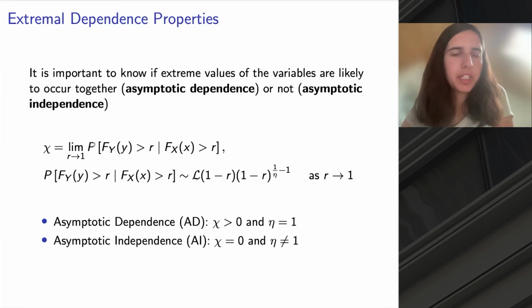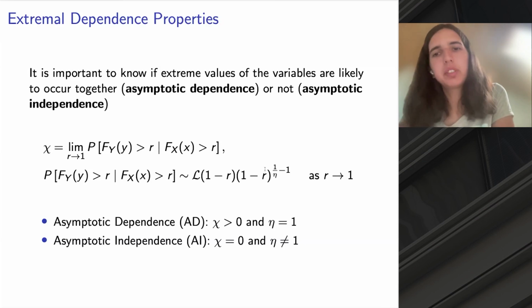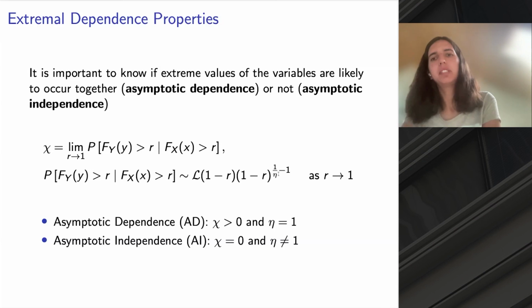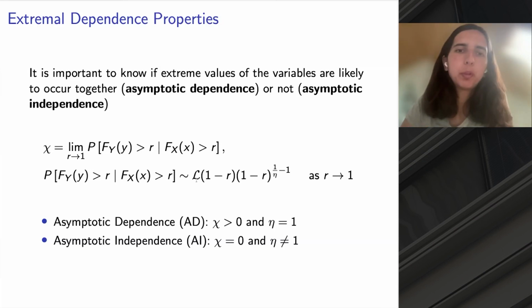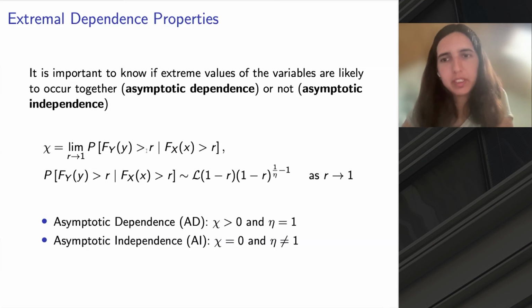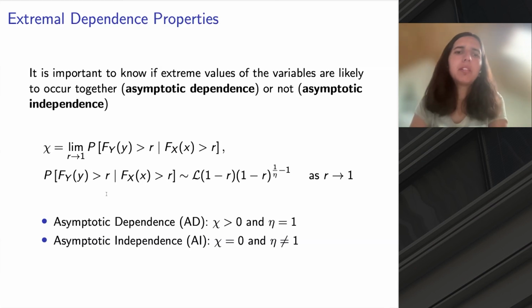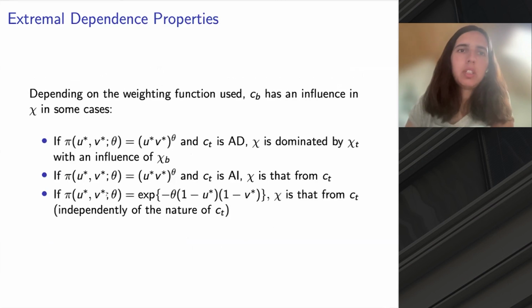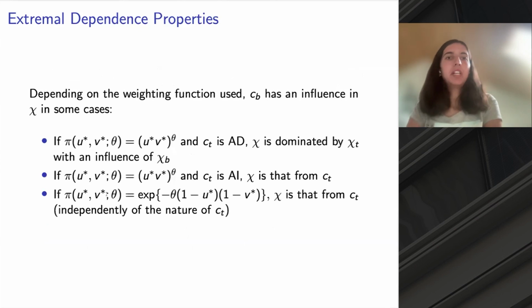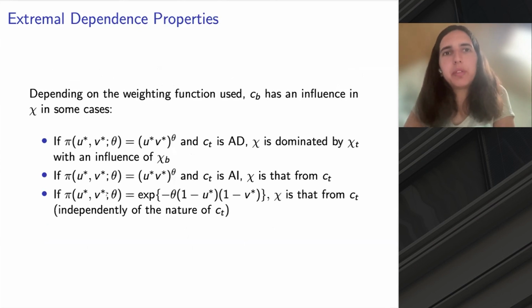This is just for the bivariate case. It can be extended to more than 2 dimensions. And then we use the eta coefficient. This is the residual tail dependence coefficient, and it measures the decay of the above probability, basically. So we have asymptotic dependence if chi is positive and it is equal to 1, and asymptotic independence if chi is equal to 0 and eta is different than 1. We managed to get some theoretical properties of this model for some cases, not all of them.